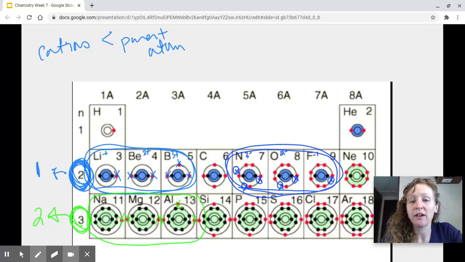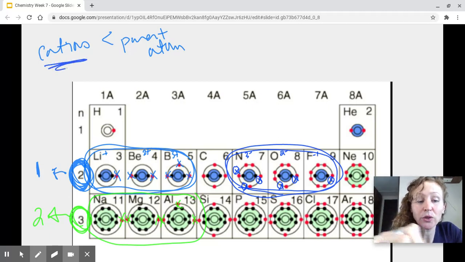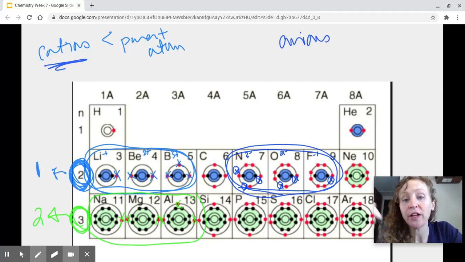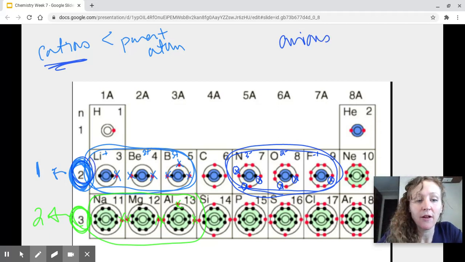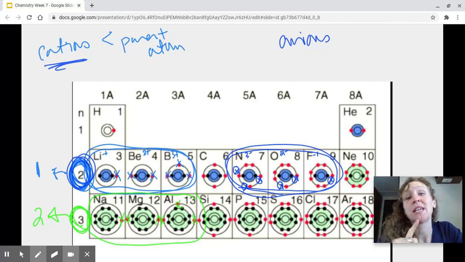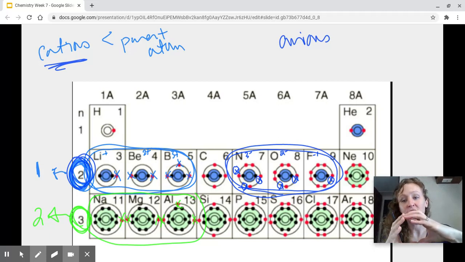So while the cations lose an energy level, the anions actually fill their energy level. They keep the same amount of energy levels as the parent atom. Not only do they keep the energy level, but they fill it. And so a full energy level is going to have a little bit more repulsion than a partially filled energy level. And so those anions that fill their energy level are actually going to get slightly bigger than their parent atom.